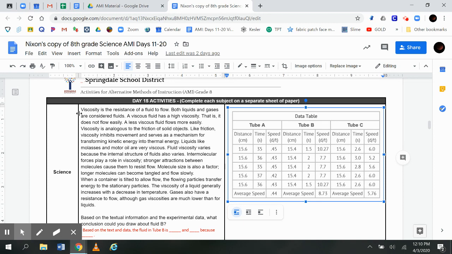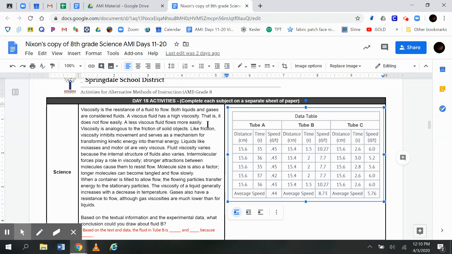Let's look up here. It says viscosity is the resistance of a fluid to flow, and that both liquids and gases are considered to be fluids. Okay, so viscosity is how slowly or quickly something pours out or moves. A viscous fluid has a high viscosity. So if it's viscous, that means it's going to flow slowly. That is, it does not flow easily. A less viscous fluid flows more easily.